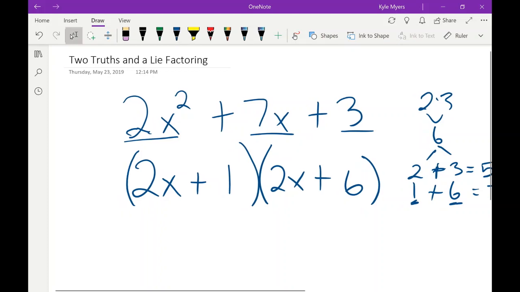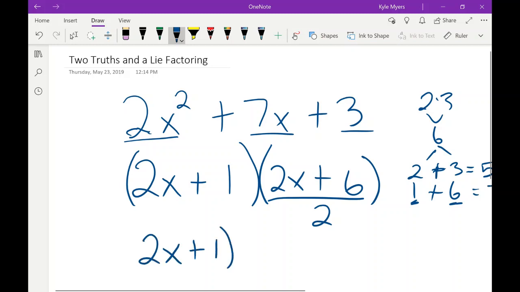You got option 1, 2x plus 1, option 2, 2x plus 6. Did you figure it out? It's this one right here. You know why? Because it has a GCF. We just checked for a GCF. There is no GCF, so this is lying. He's a liar. So you divide it by 2, and that gives you the truth, and the truth will set you free, my friends.